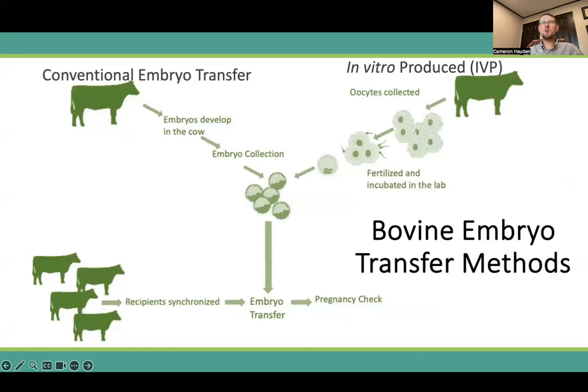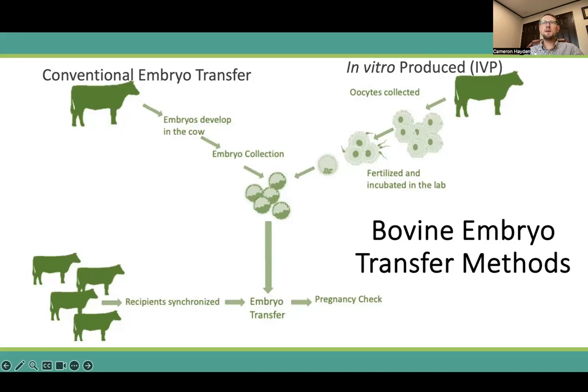As we all know, there are two commercially available methods of embryo transfer for the bovine industry. First, if we focus on the left, there's conventional embryo transfer. This is where a cow is treated with exogenous hormones to undergo the superovulation process. She is inseminated, and the embryos develop within the cow, where they are flushed out approximately 7 days later.